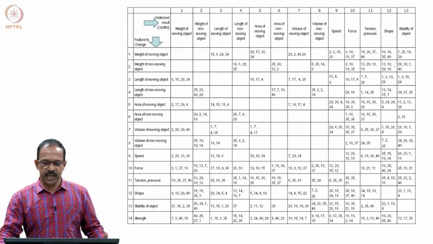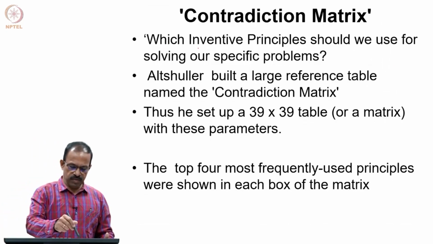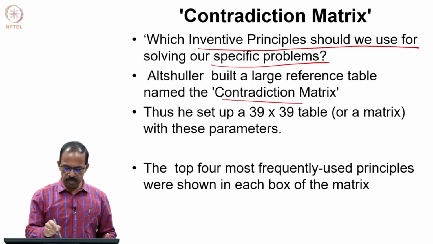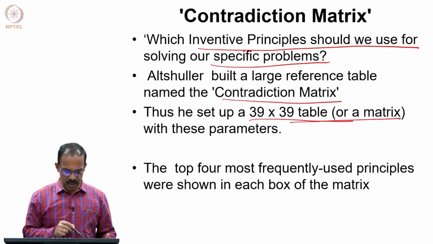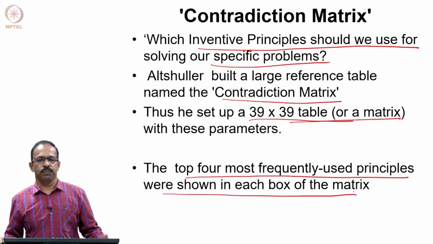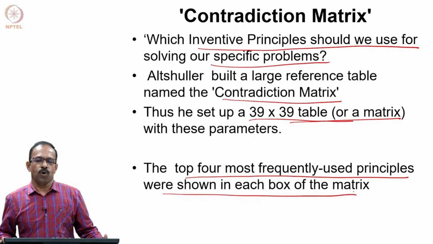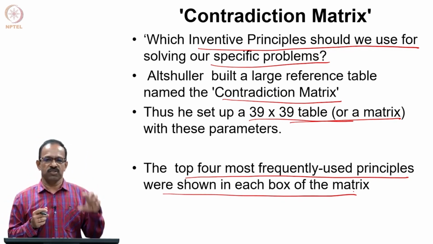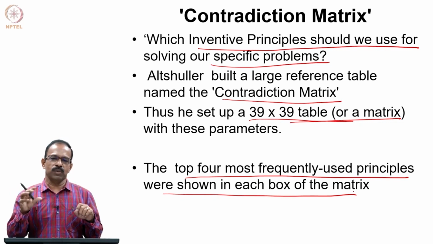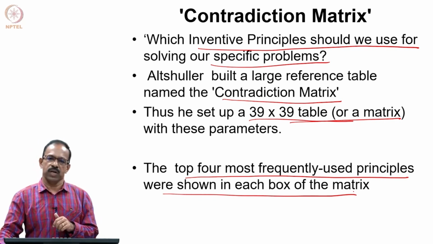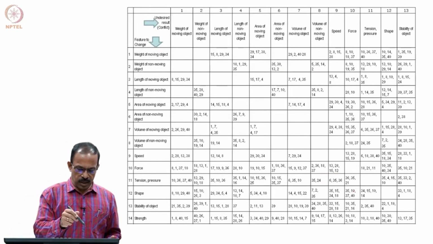Okay, so finally, the contradiction matrix, as I told you, there will be a contradiction matrix, which tells which inventive principle to use for solving our specific problem. This contradiction matrix is a 39 by 39 table, which lists the top 4 most frequently used principles in each box. So, the top 4 principles that designers employ to solve a contradiction are listed there. If there is a contradiction between one parameter and another parameter, the most commonly used principles to solve it are listed there. You will be getting the contradiction matrix.